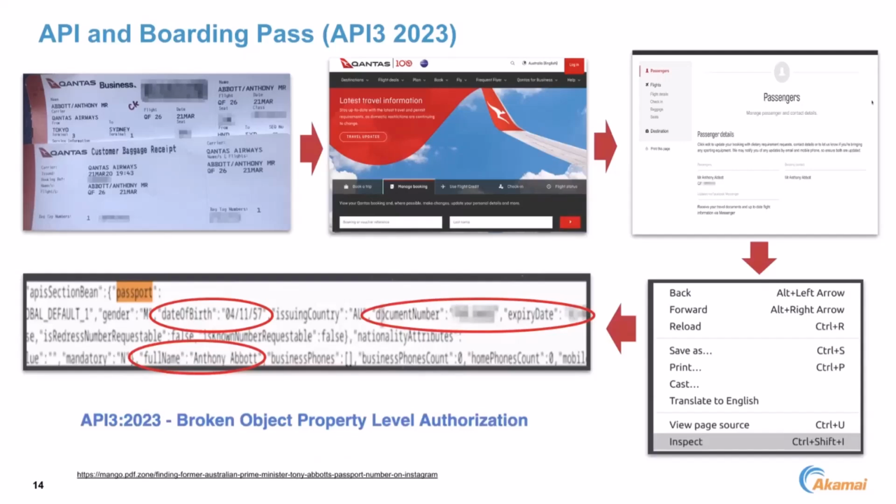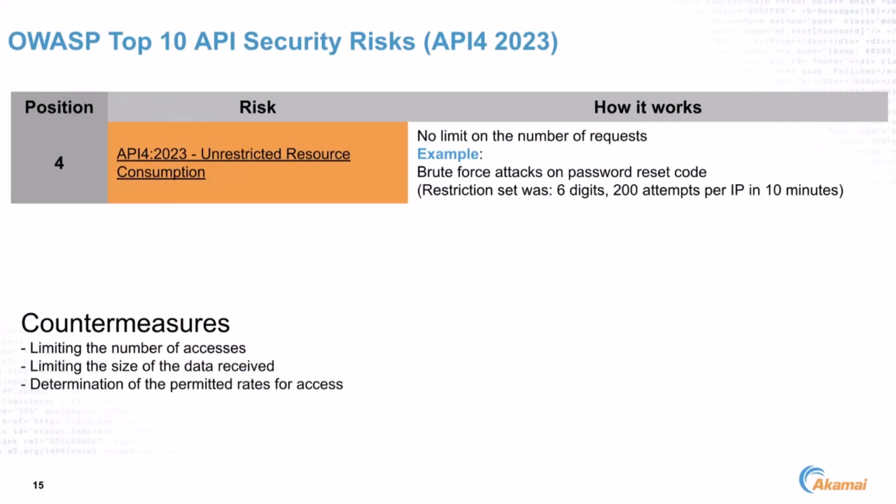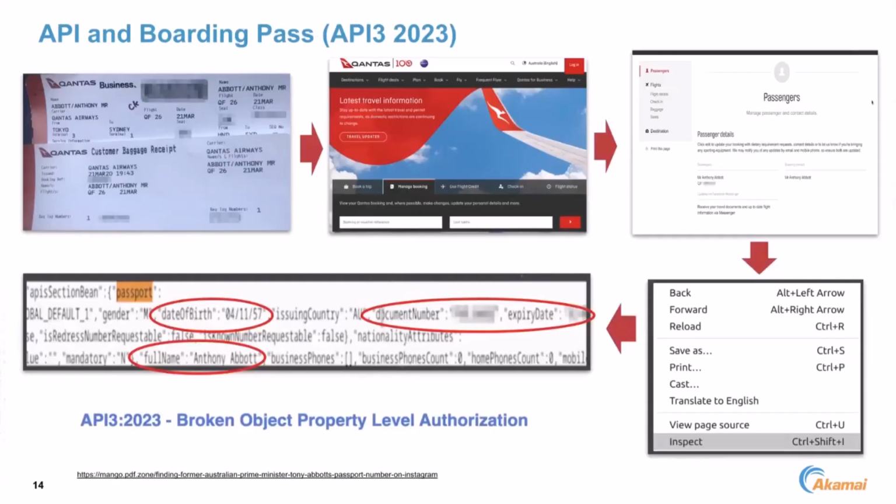The Qantas passenger details webpage showed only his name and flight details, but the underlying APIs responded with the PII or sensitive data, the passport number, the expiration date, and the phone number. This is a classic example of excessive data exposure or BOPLA.